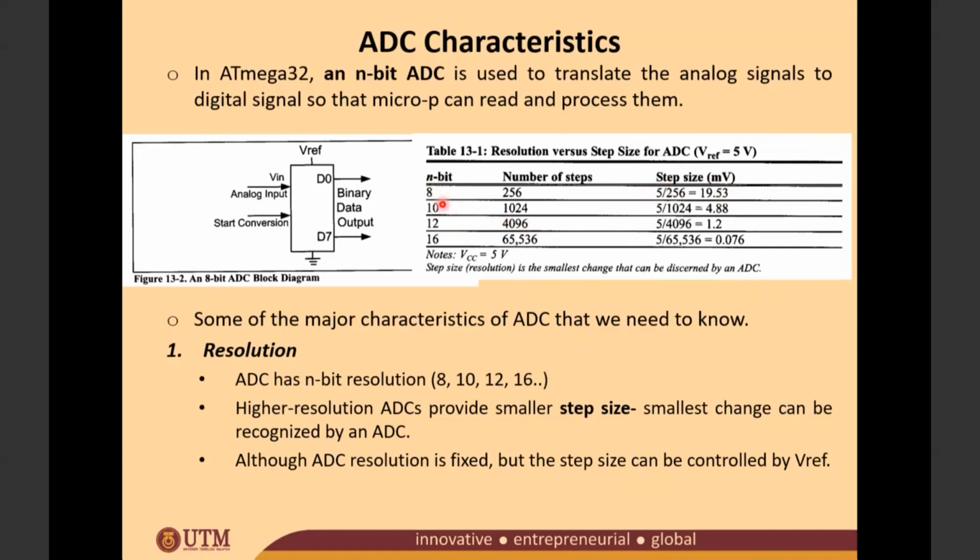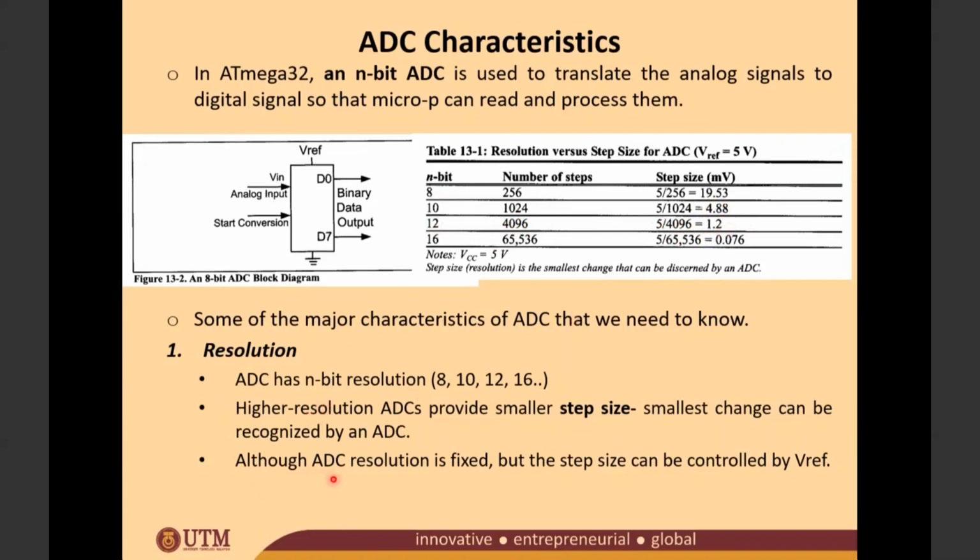If you have a 10-bit ADC, the number of steps is 2 to the power of 10, which is 1024. You can see here the step size becomes smaller with the higher resolution. That means you have more accurate results every time you do the ADC conversion, because the step size becomes smaller. If you have a 12-bit ADC, the number of steps is 4096, and the step size is 5 divided by the number of steps, which gives about 1.2 millivolt.